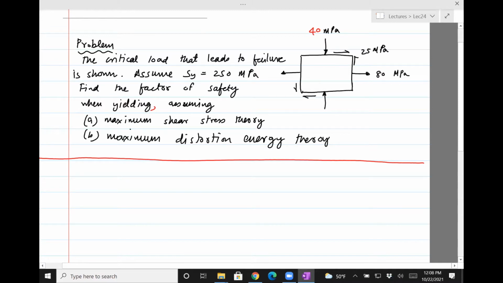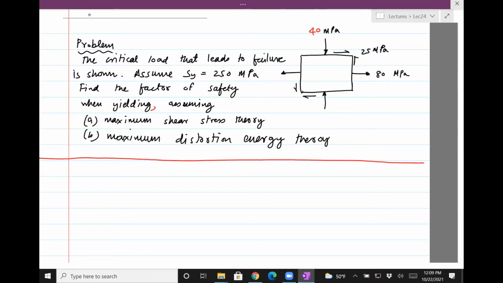Okay, so before we apply any of these theories, let's see what we really want to know. From the shear stress theory, we know that we want to find the maximum shear stress. And for distortion energy theory, we want these principal stresses, sigma 1 and sigma 2, right? And so first thing we can do is find the principal stresses from the diagram. And then once we have that, we can proceed and solve for the failure theories and then factor of safety. So let's find the principal stresses.